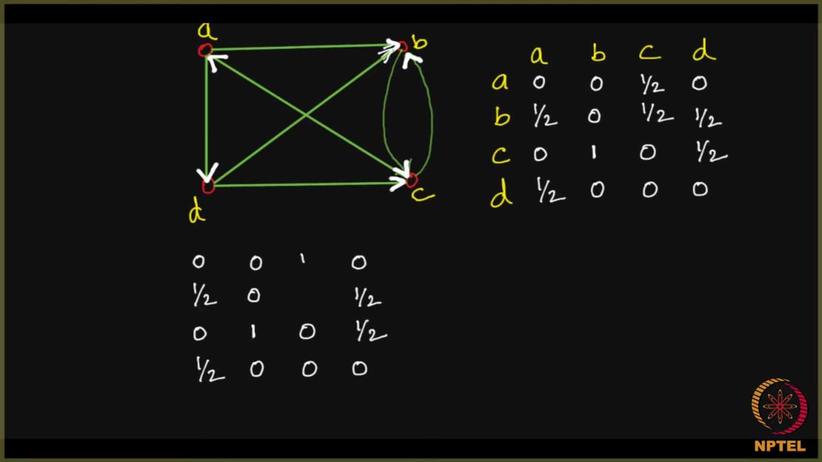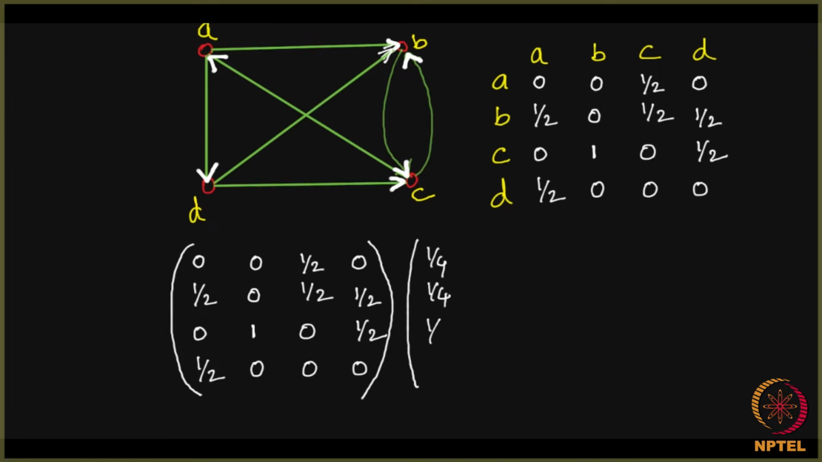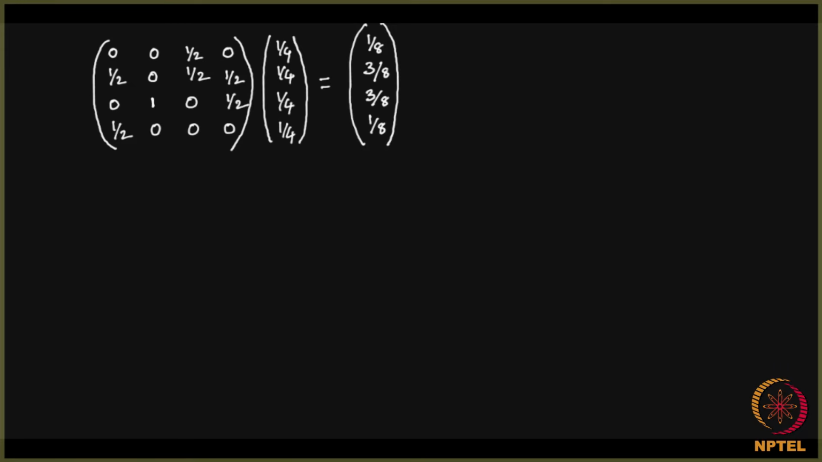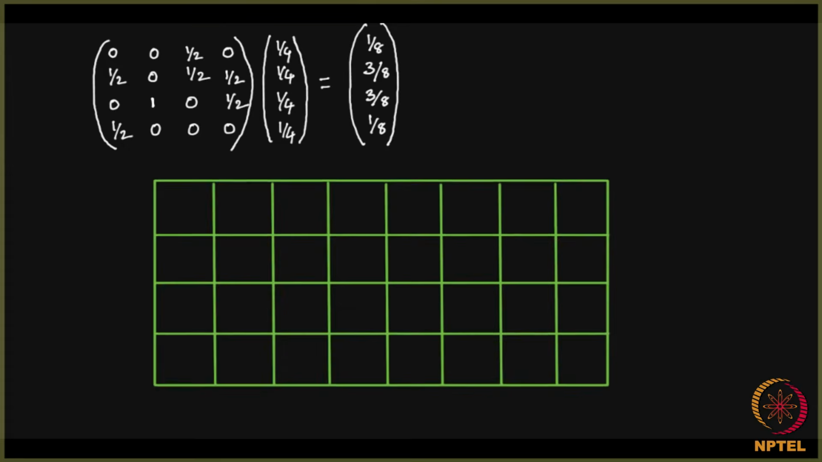Now, let me write down this matrix as a matrix. Then I start off with 1 by 4, 1 by 4, 1 by 4 and 1 by 4, and then I see where it takes this. 1 by 4, 1 by 4, 1 by 4, 1 by 4 simply becomes 1 by 8, 3 by 8, 3 by 8 and 1 by 8, right? We know this, we saw this.